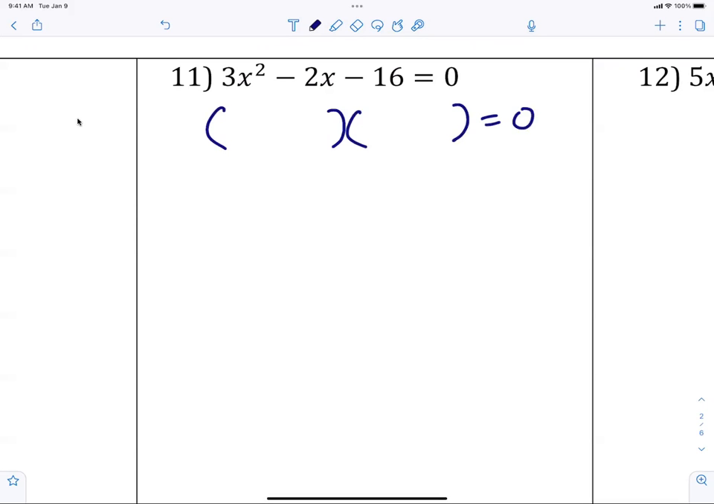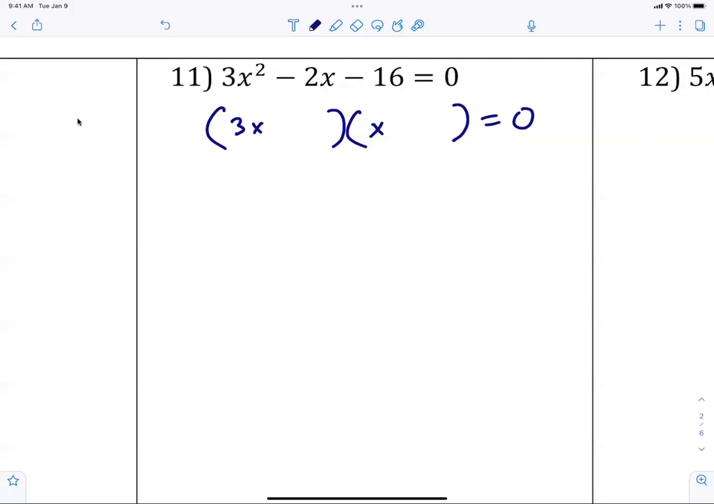The only way I can make 3x squared is with what? 3x and x. That's it. So I'm going to throw down 3x and I'm going to throw down x. Miss Panchola, you good with that so far?